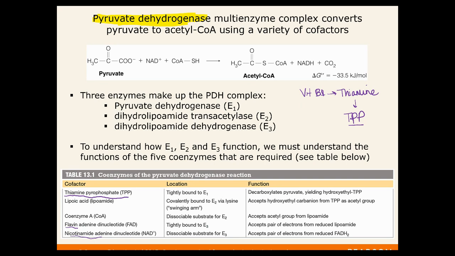So pyruvate to go to acetyl-CoA is going to need NAD+, and this is just coenzyme A. And then it goes to acetyl-CoA, NADH, and CO2. And then this is the CO2 that we exhale. And this is a very committed step, meaning that it releases a lot of free energy. So it's a one-way deal here.